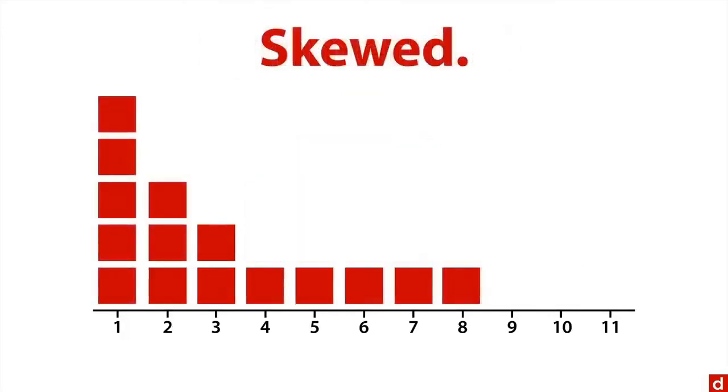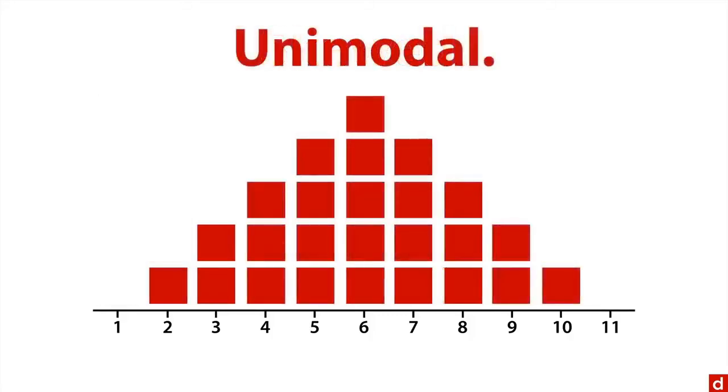There are also skewed distributions where most of the scores are on one end and then they taper off. This right here is a positively skewed distribution where most of the scores are at the low end and the outliers are on the high end. This is unimodal. It's our same pyramid shape. Unimodal means it has one mode, or really kind of one hump in the data.